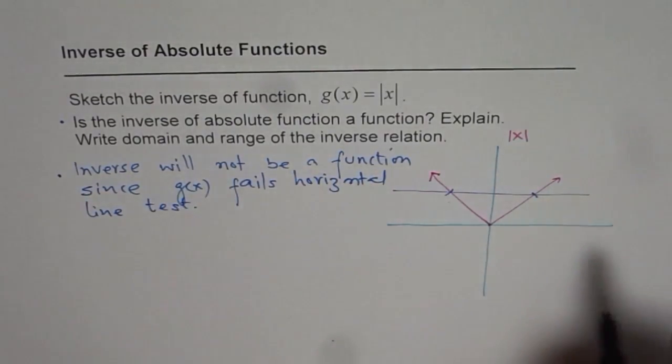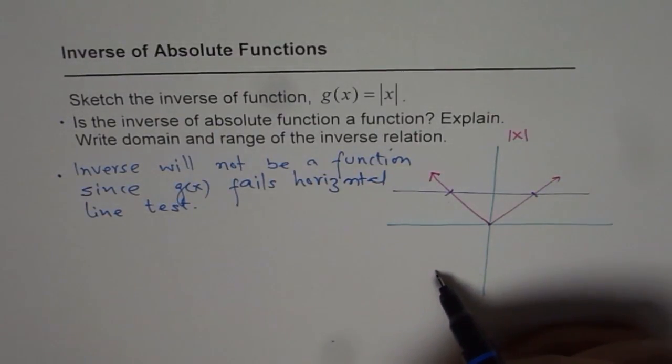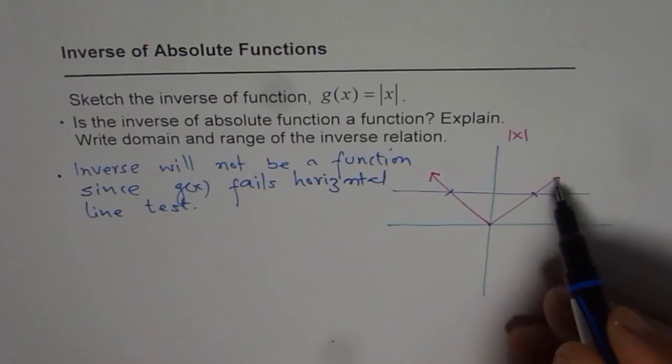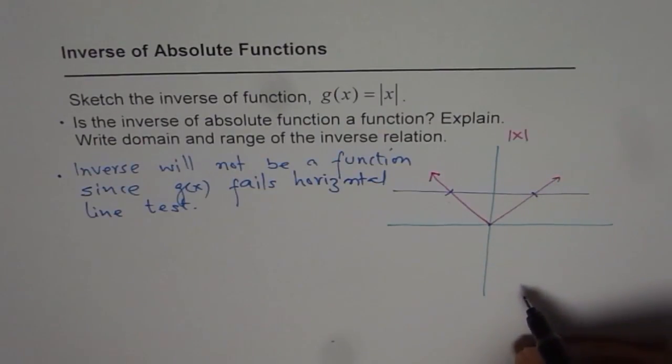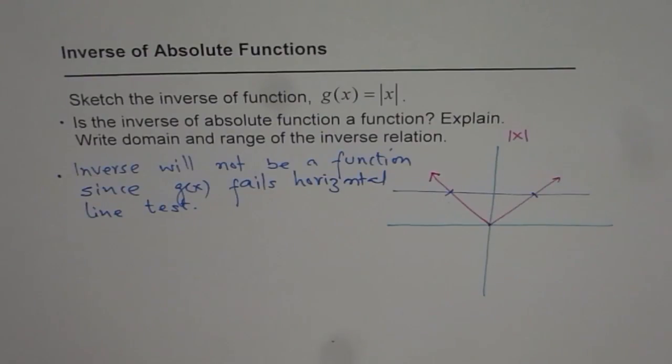You can imagine if I flip it or reflect it on y equals x, then horizontal line becomes a vertical line, so the inverse will fail the vertical line test. So that is the gist of it, right? Now the second part is write domain and range of the inverse function. So let us first sketch the inverse function.